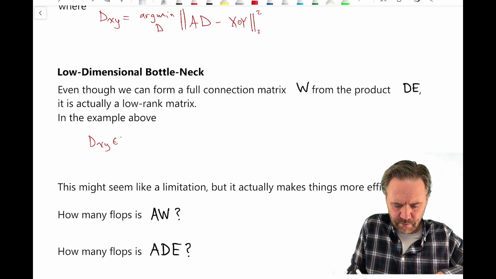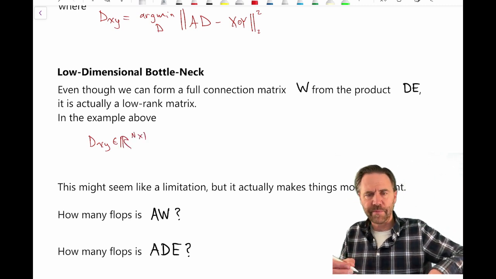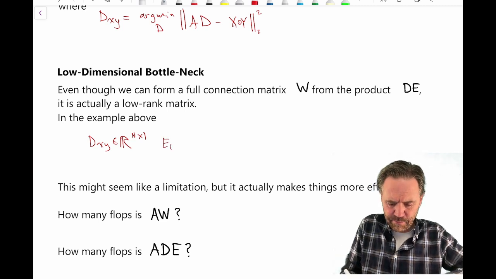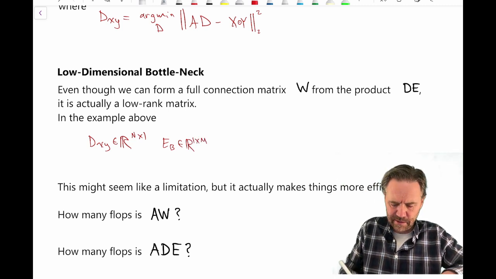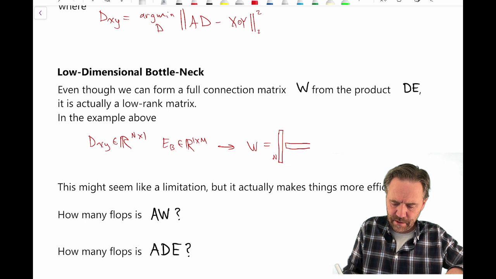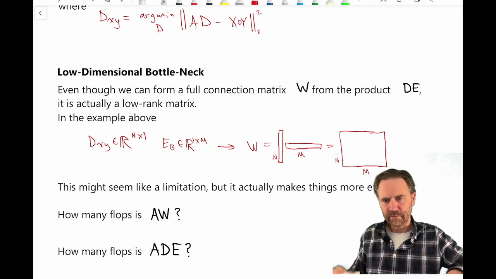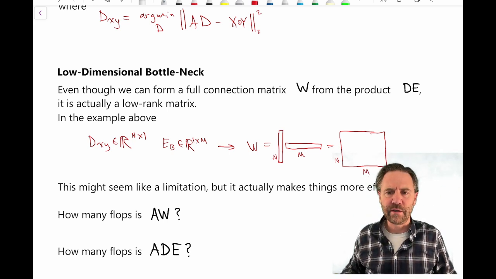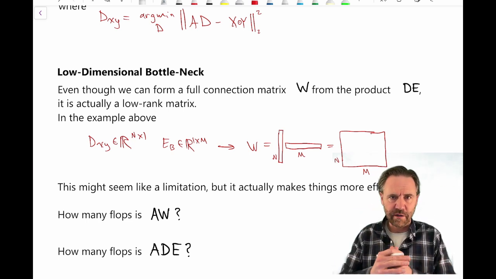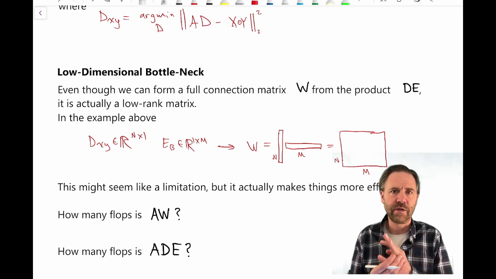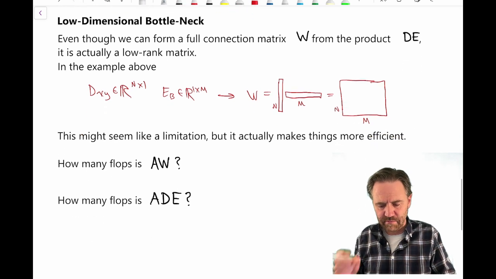Okay, so in the example above, d x y was n by 1 because it was decoding from n neurons. And E sub B was 1 by m because it's encoding a scalar into m neurons. So W was this n by 1 times this 1 by m, to give us this full n by m matrix. So this is a rank 1 matrix product, n by m, an outer product if you like. When you are explicit about whether we're dealing with row matrices or column matrices, the outer product is just a normal matrix product with the dimensions the way they are.